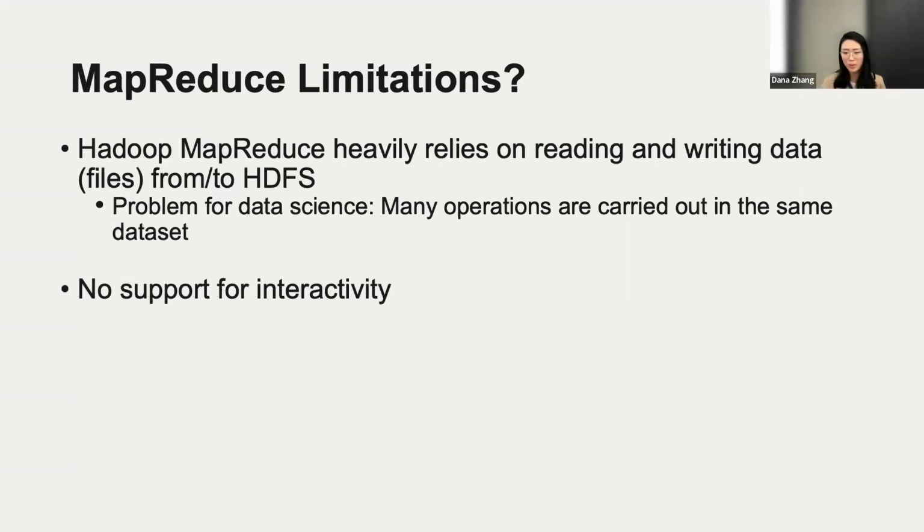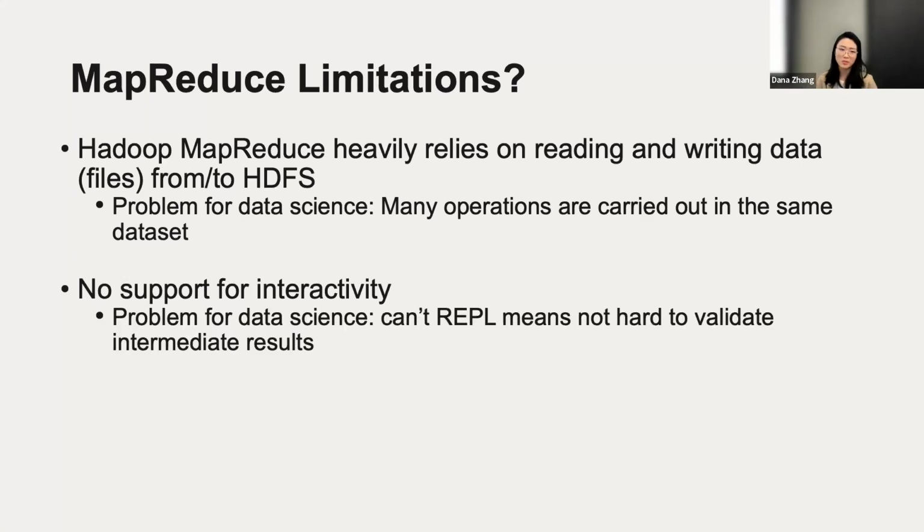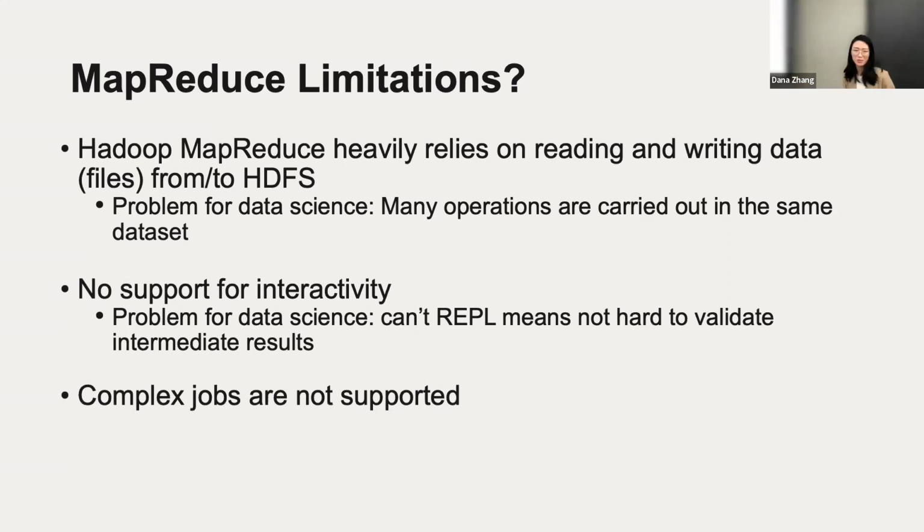If you don't have a REPL, the read, evaluate, print loop, and you don't have that support, then guess what the problem is for data science? It means you can't test out your code or run ad hoc tests. That means you can't really validate your intermediate results, right? What if your analysis is wrong? If you don't catch it, you're going to have to wait until all of your analyses are done to realize, oh, I made a mistake somewhere in the middle. That's kind of painful. We don't want that to happen. I'm already getting you thinking about the problems with MapReduce.